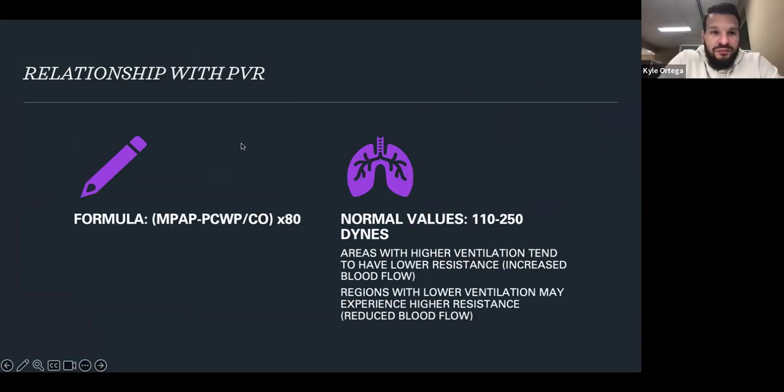The relationship between the pulmonary blood flow and PVR, which is the pulmonary vascular resistance. Here's the formula. It's basically the difference between the mean pulmonary artery pressure and the pulmonary capillary wedge pressure divided by the cardiac output. But then you're going to multiply by 80 to convert to dynes. And here are the normal values, about 110 to 250. With your vascular resistance, areas with higher ventilation tend to have a lower resistance. So basically increased blood flow, and in reduced blood flow areas, it's going to be lower ventilation with higher resistance.